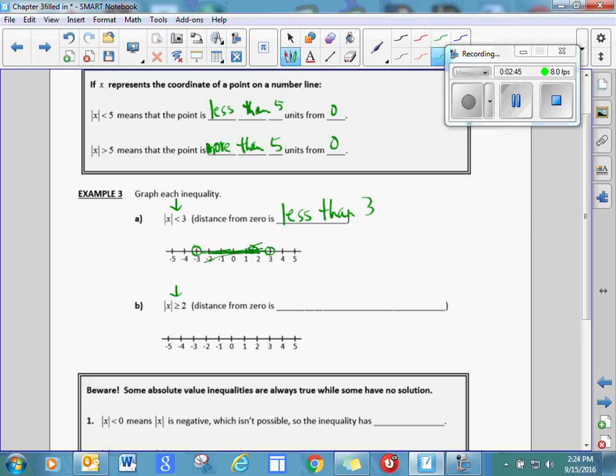Whoa. I'm going to erase and start that over again. Maybe even with a different color.